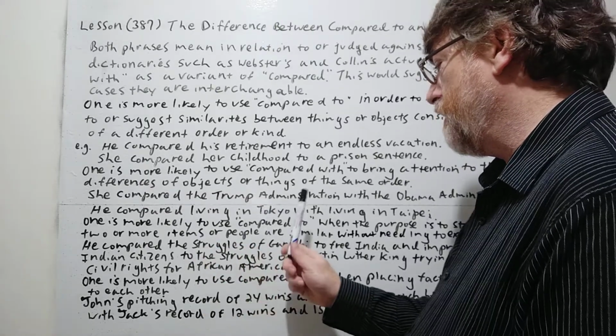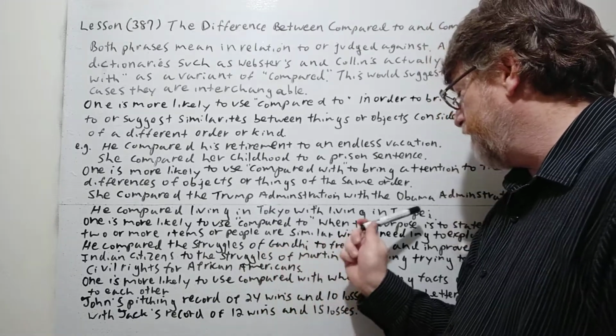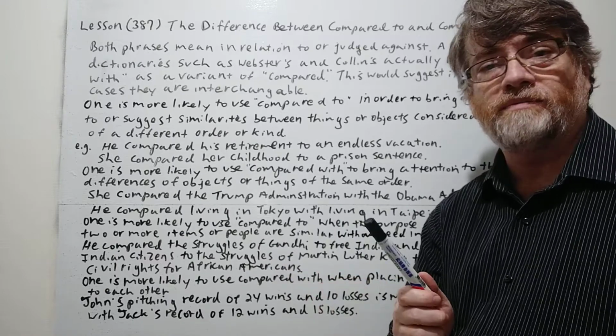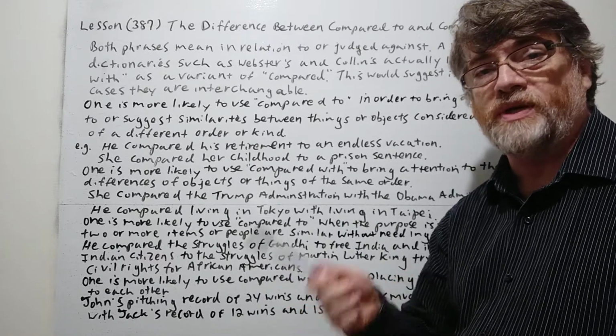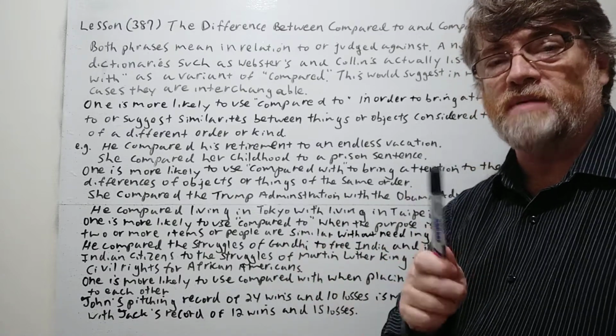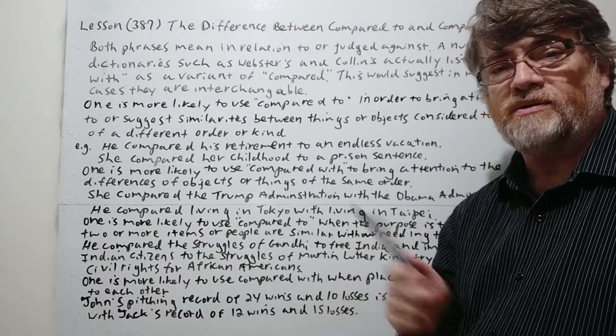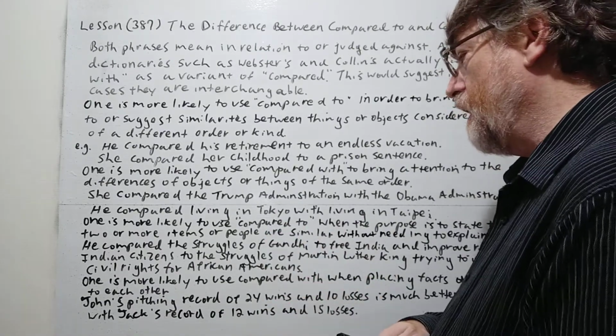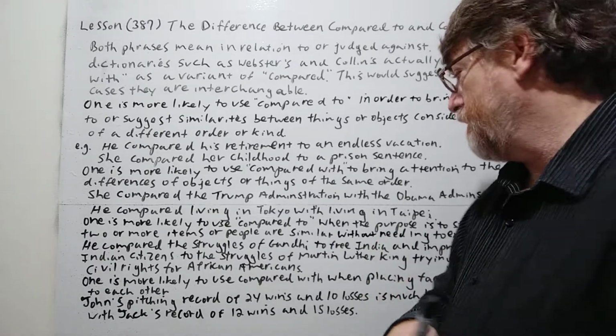He compared living in Tokyo with living in Taipei. Okay. Again, maybe you want to show the differences about living in these two different places, but they're both talking about living in a major city. So it's kind of on the same order. It's of the same kind. All right. Let's continue.